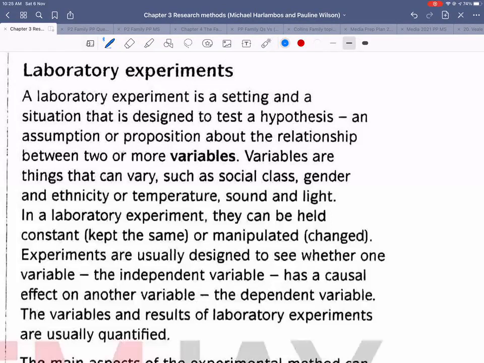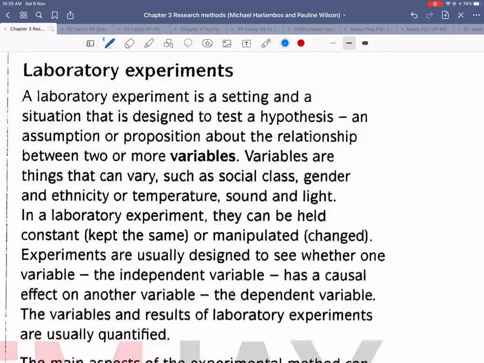Clear here? So, a laboratory experiment is a setting and a situation that is designed to test a hypothesis, an assumption or proposition about the relationship between two or more variables, right? When you talk about an experiment, we ought to know what variables are. Now, I'd initially explain to you what these variables are. I'd give you an example, which we usually use while teaching psychology, but it's okay. It's all about explaining what variables are and how we put these variables to use, right? Let me give you all an example here.